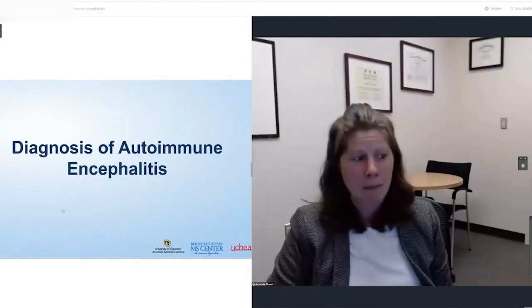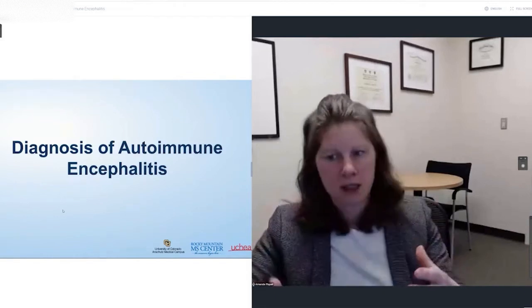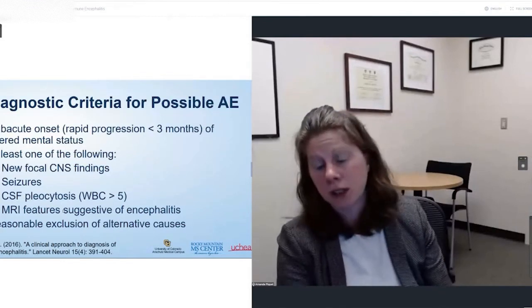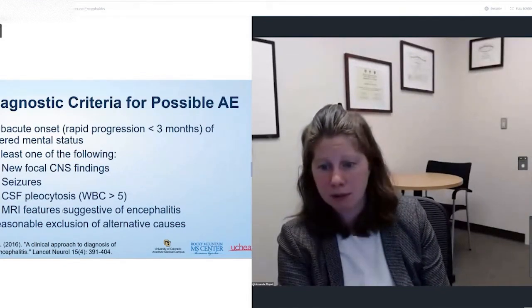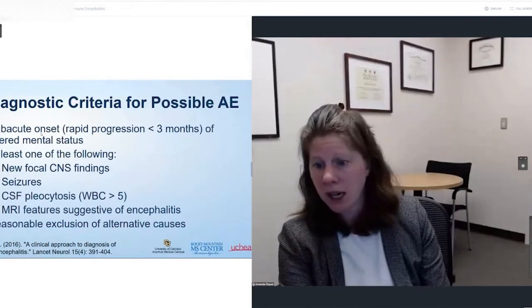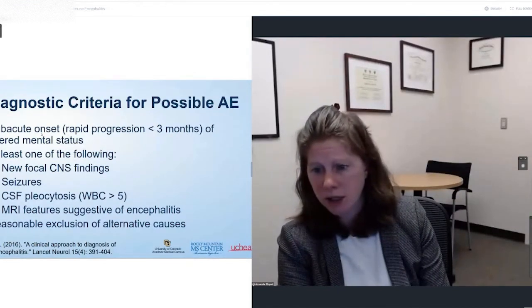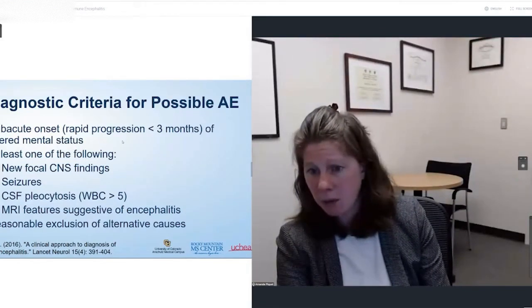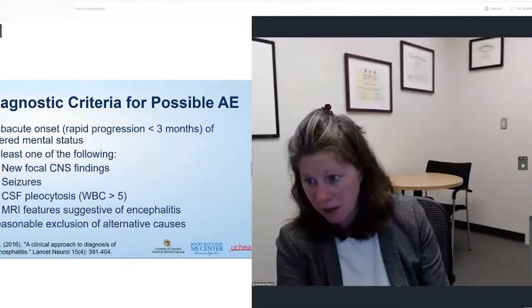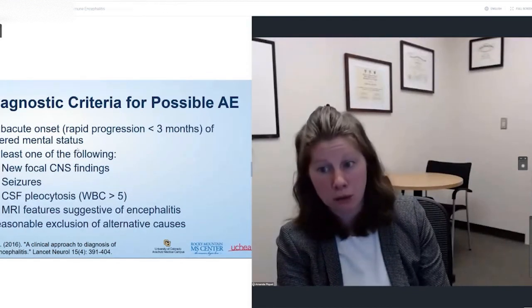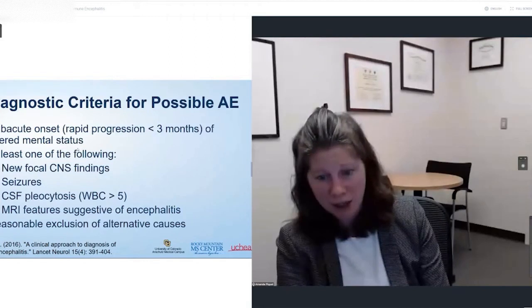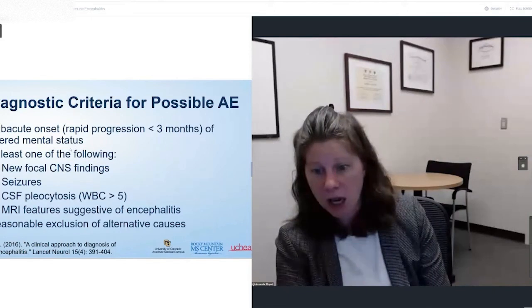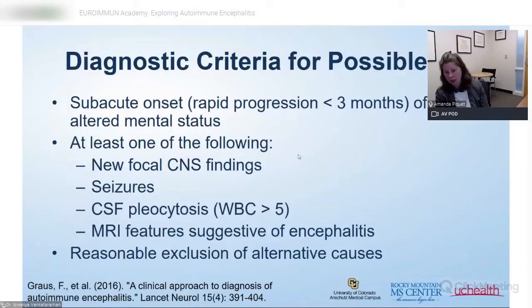Here, we're going to wrap up looking at just how to make the diagnosis of autoimmune encephalitis. So we already reviewed the clinical criteria for NMDA receptor encephalitis, but there are proposed guidelines for diagnostic criteria of possible autoimmune encephalitis. The diagnosis can be made when all three of the following criteria have been met. This includes subacute onset of these symptoms, again, defined as less than 3 months, and that is of altered mental status, and at least one of the following positive diagnostic tests.